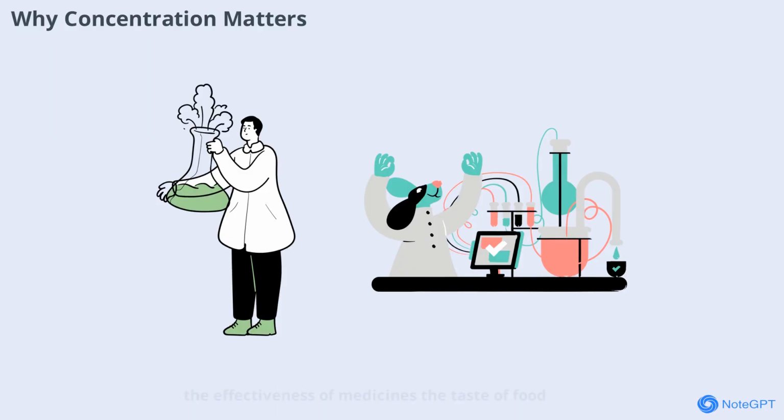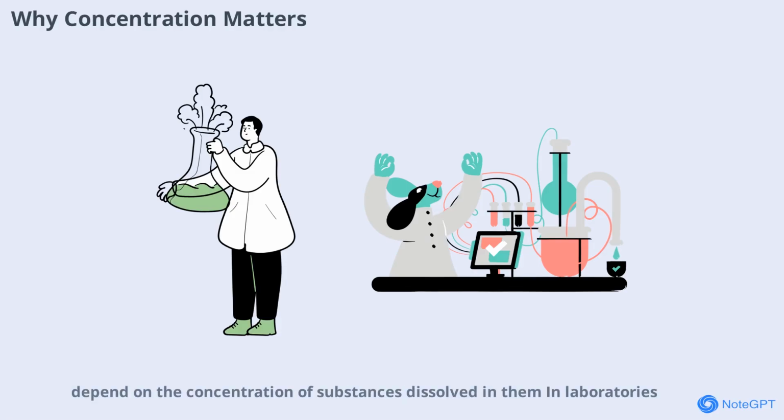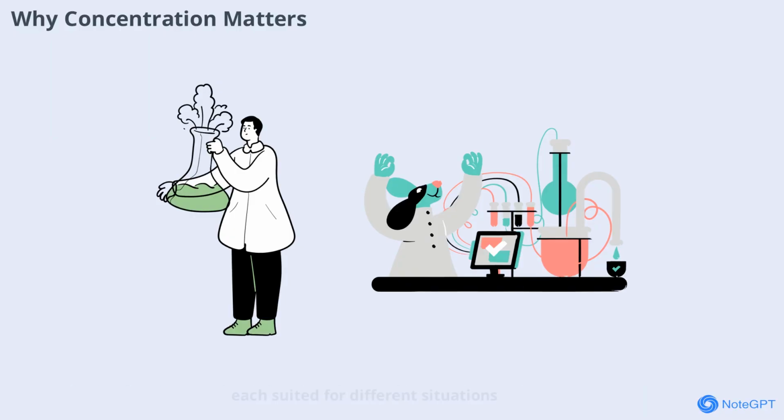Concentration isn't just a chemistry term, it's a practical concept that affects everyday life. For instance, the effectiveness of medicines, the taste of food, and even the safety of drinking water all depend on the concentration of substances dissolved in them. In laboratories, precise concentrations are essential for successful experiments and accurate results. That's why chemists have developed several methods to express concentration, each suited for different situations. Let's start by looking at the most common methods used in chemistry.